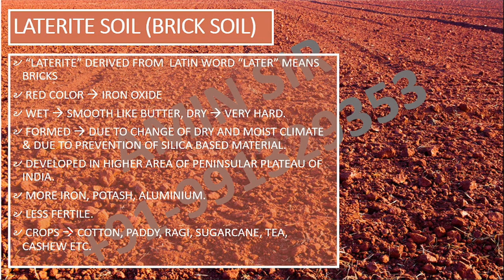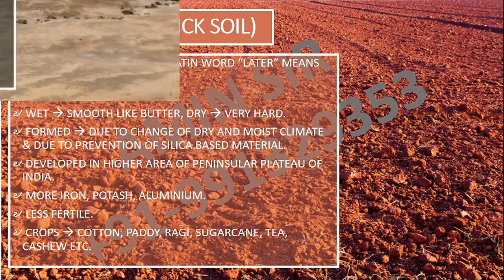How is it formed? It is formed due to the alternation of dry and moist climate and the presence of silica-based material. It develops in the higher areas of the peninsular plateau of India, and it has more iron, more potash and more aluminium. But this soil is not suitable for growing all types of crops. It is less fertile. We can grow crops like cotton, paddy, ragi, sugarcane, tea or cashew.